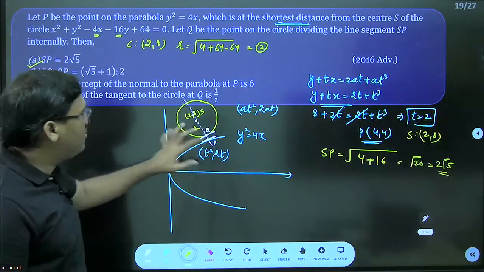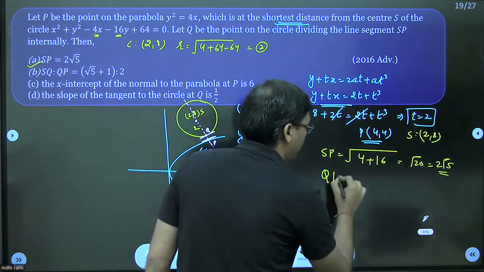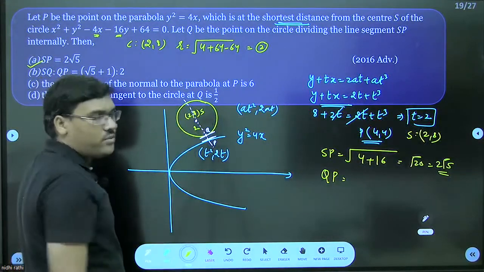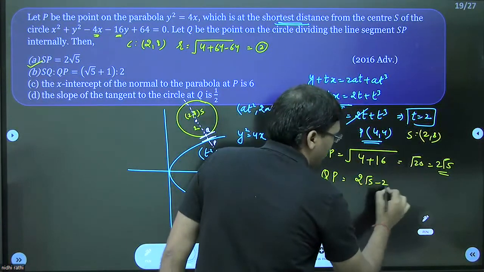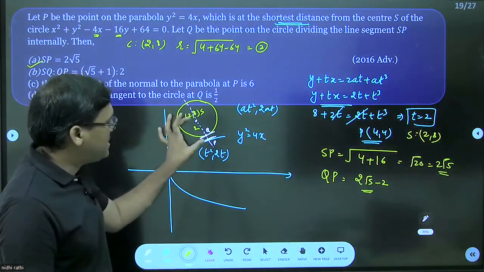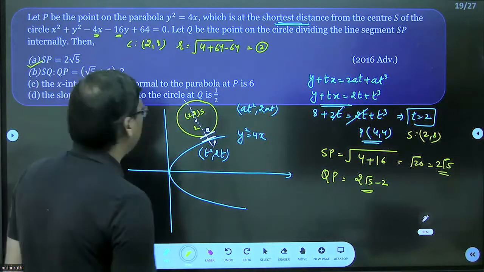And how will you find QP? QP you can easily find. What is QP? We have just found SP. From SP, subtract SQ. So this is SP, that is 2 root 5 minus 2. I hope this is clear. How will QP be found? Subtract SQ from SP. That will be QP. So what is this ratio?